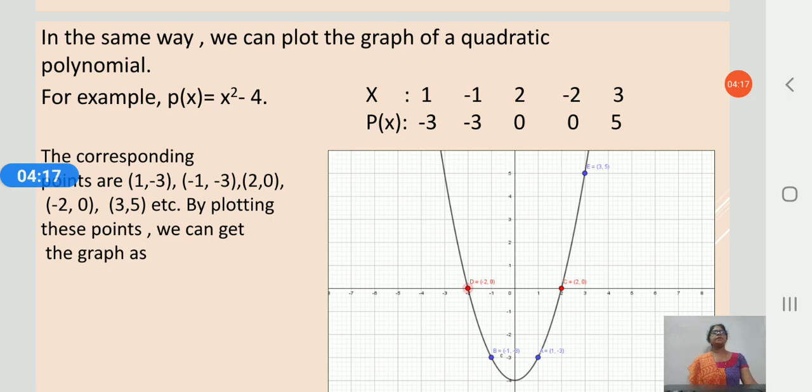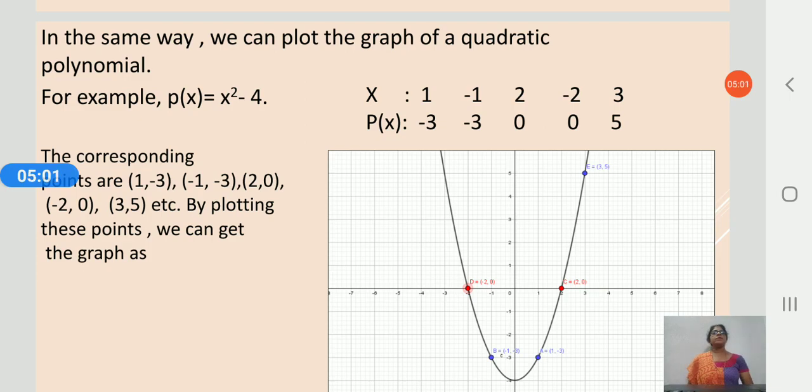Then as in the case of the linear polynomial, we can put different values for x. Suppose x is equal to 1. What will be the polynomial's value? 1 square minus 4, that is 1 minus 4, equal to negative 3. If x is equal to negative 1, the value becomes negative 1 whole square minus 4, equal to negative 3. Then x is equal to 2 means 2 square minus 4, that is 4 minus 4, equal to 0. x is equal to negative 2: negative 2 whole square minus 4 also becomes 0. Then x is equal to 3 means 3 square minus 4, 3 square is 9, 9 minus 4 is equal to 5.